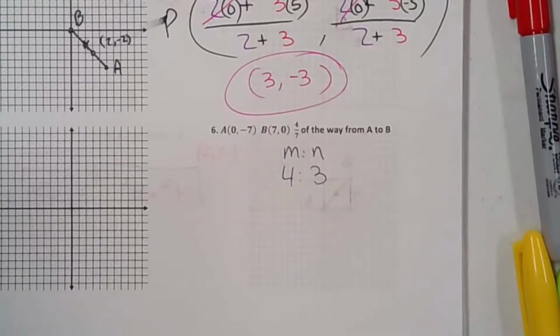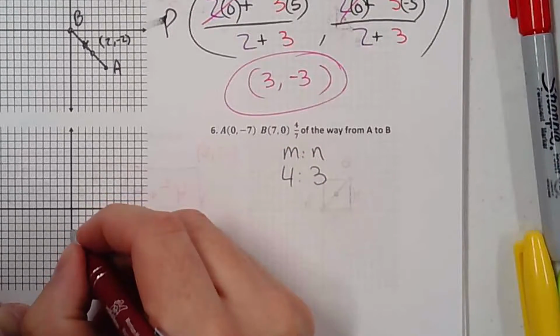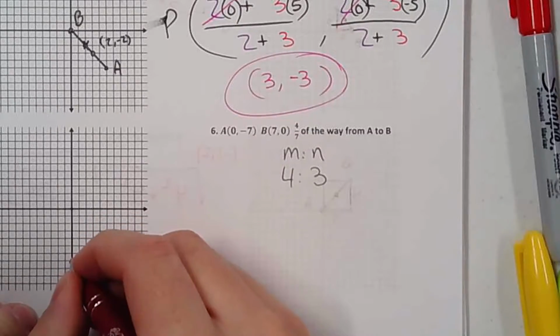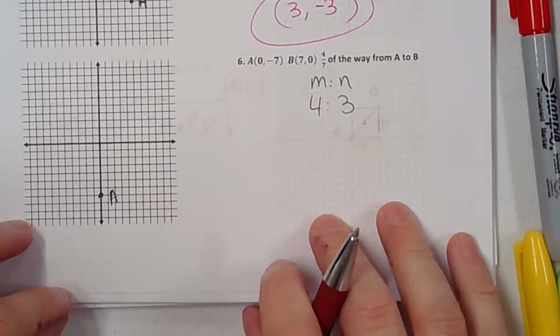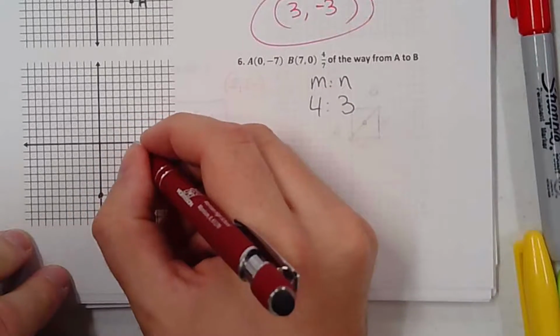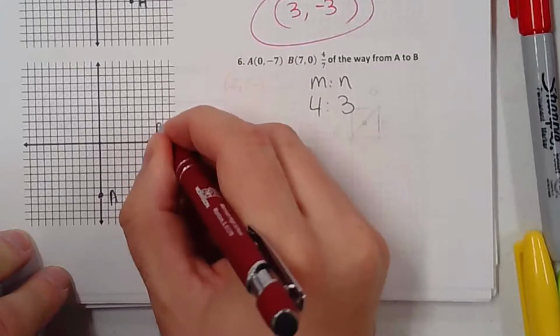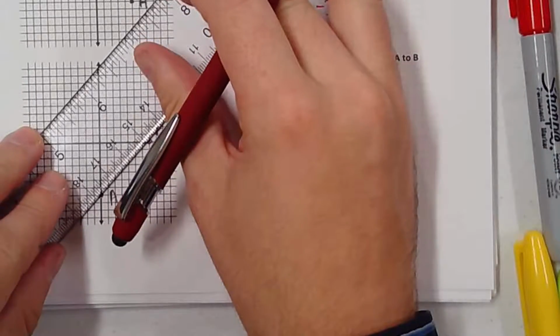Okay? Now let's try and figure this out geometrically. 0, -7 is here. 1, 2, 3, 4, 5, 6, 7. And that's A. Again, label your point so you don't make a mistake like I did. Okay? And then 7, 0. 1, 2, 3, 4, 5, 6, 7 is B. We connect them. And what happens?